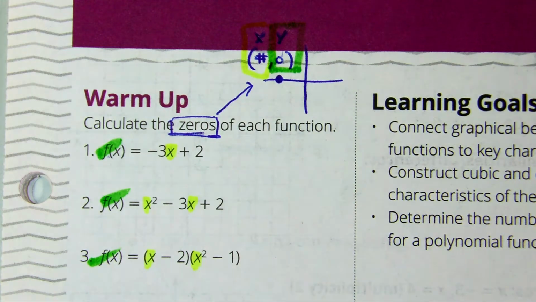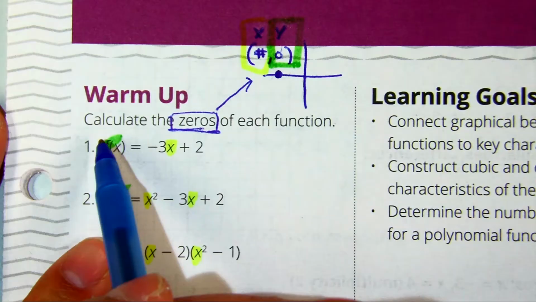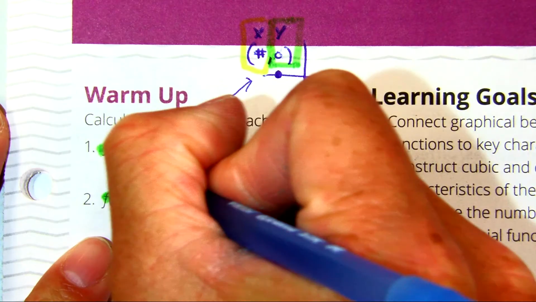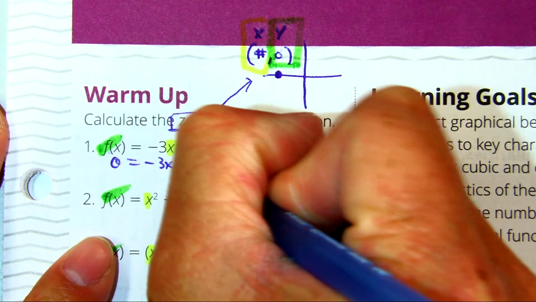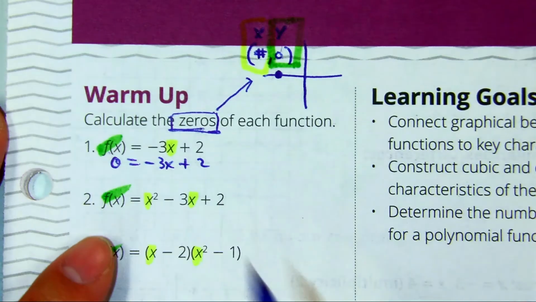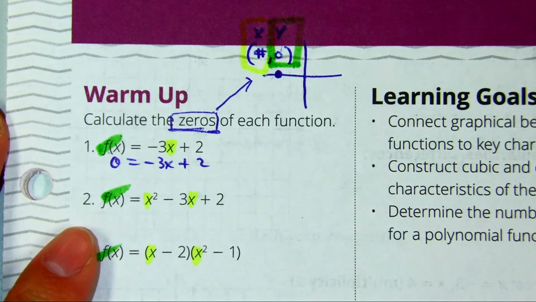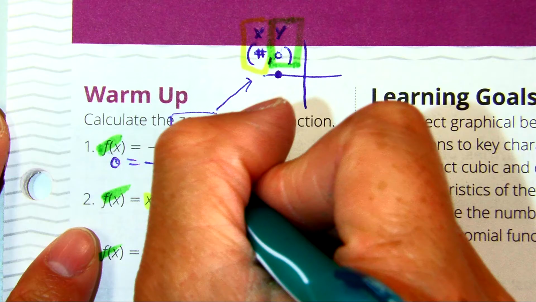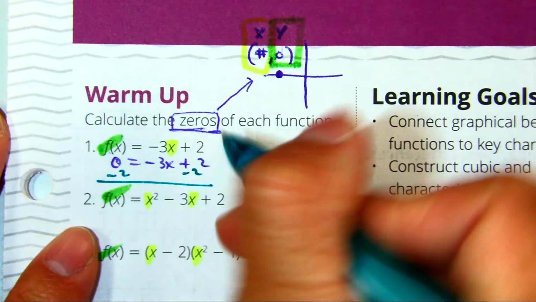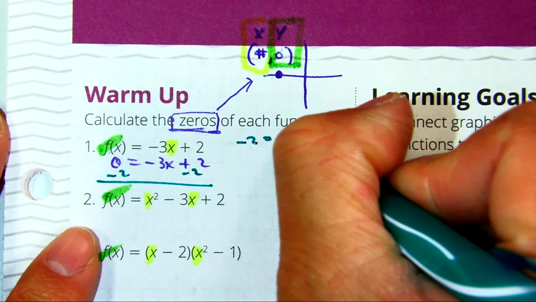Alright, so you're supposed to put in y equals 0. So now you have 0 equals negative 3x plus 2. Class, should you divide by negative 3, or subtract 2? Subtract 2. You're left with negative 2 equals negative 3x.